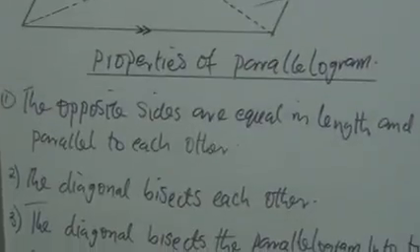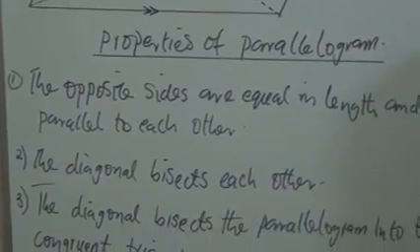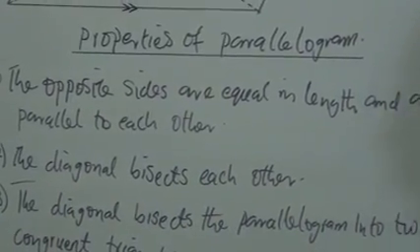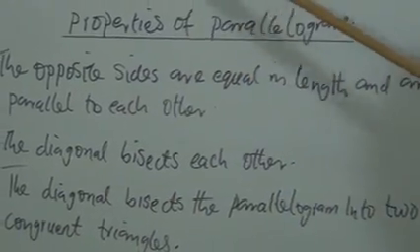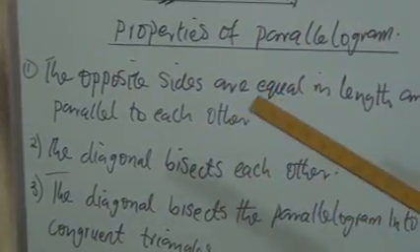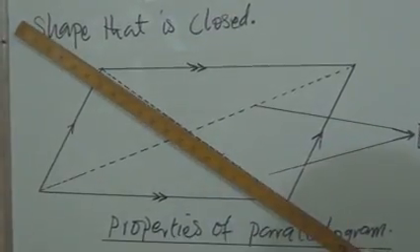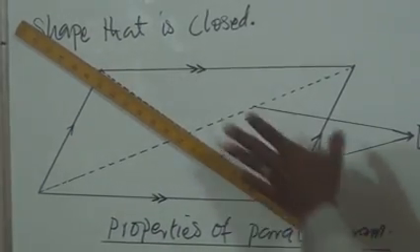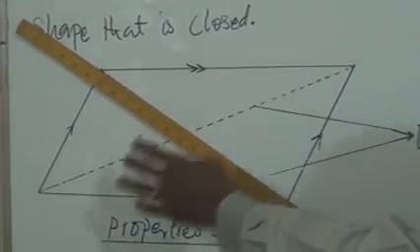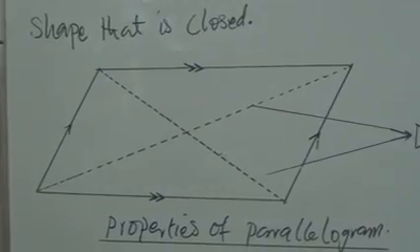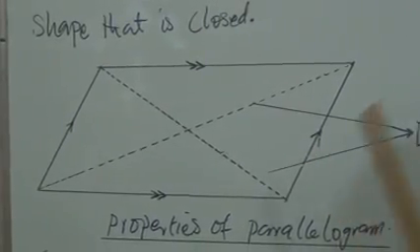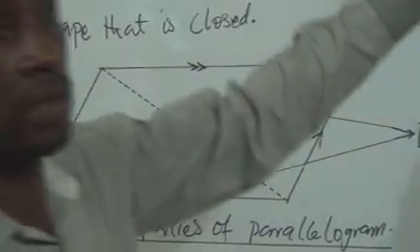Then number three, the diagonal bisects the parallelogram into two congruent triangles. When we say congruent triangles, we are talking about equal triangles. By the time we close up one part with this diagonal line, we're going to have a triangle here and another triangle.